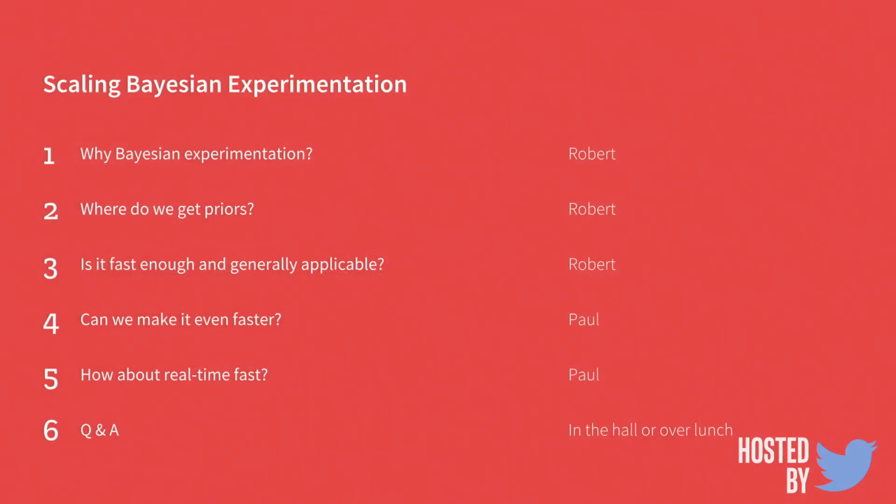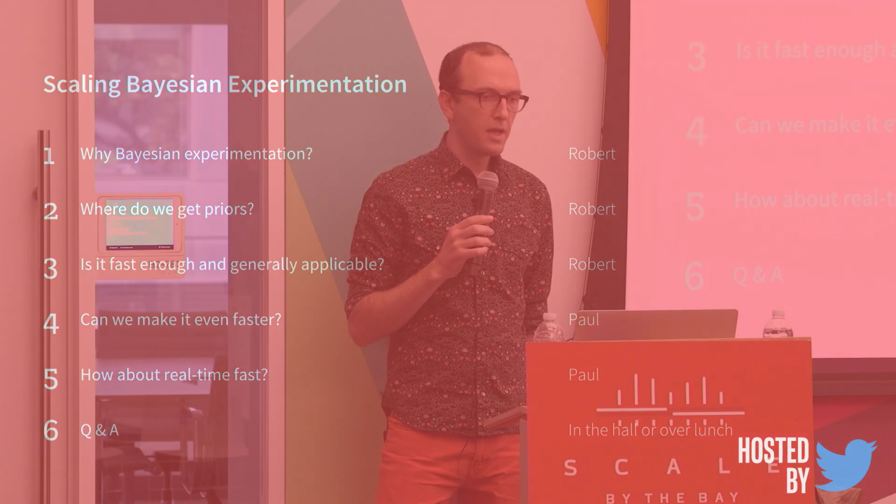So first I'll motivate a little bit about why we want to use Bayesian experimentation. There are some challenges with it, and these are reasons that people have avoided using Bayesian experimentation and have mostly used frequentist experimentation. So we'll talk about those. One is where do we get priors, and then whether or not it's going to be fast enough, and generally if we can find a generally applicable solution to generating Bayesian posteriors. I'm going to breeze through this pretty quick because the meat of it is really a statistical method we use called bootstrapping and how we can do that efficiently. So Paul will be talking about that.